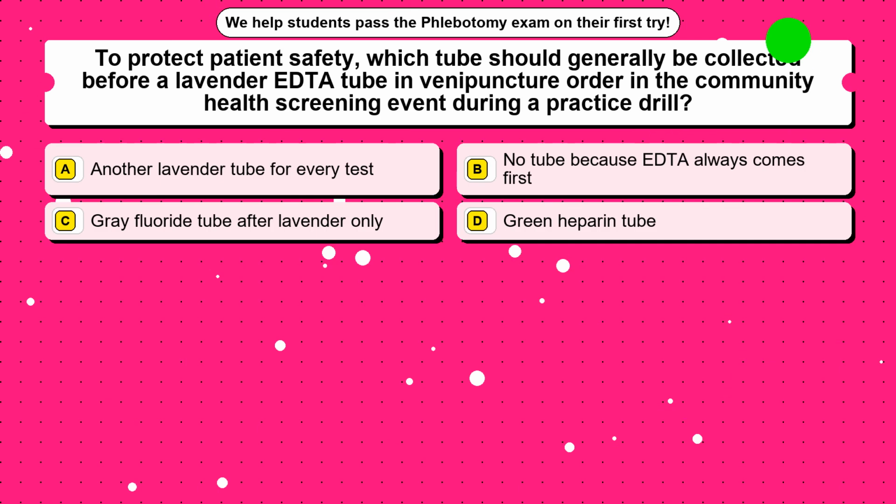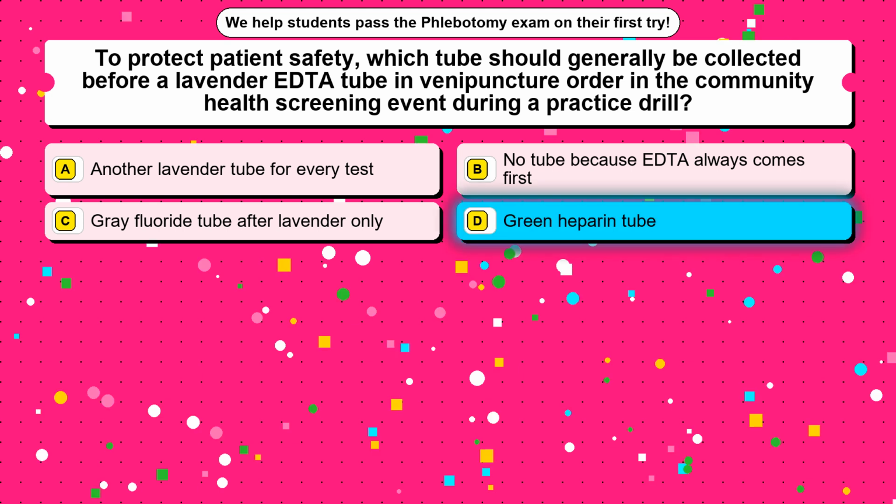Question 84. To protect patient safety, which tube should generally be collected before a lavender EDTA tube in the venipuncture order in the community health screening event during a practice drill? Option A. Another lavender tube for every test. Option B. No tube because EDTA always comes first. Option C. Gray fluoride tube after lavender only. Option D. Green heparin tube. The correct answer is option D.